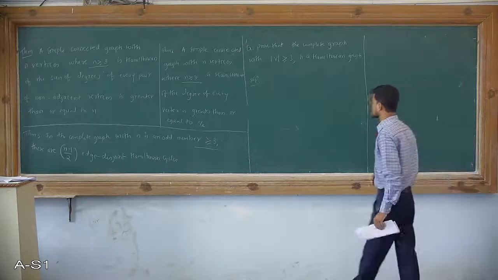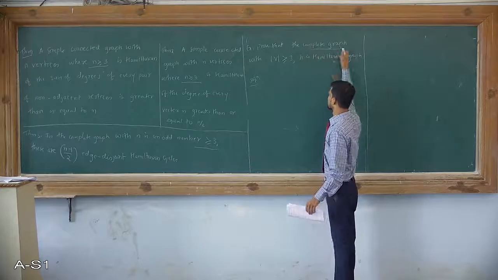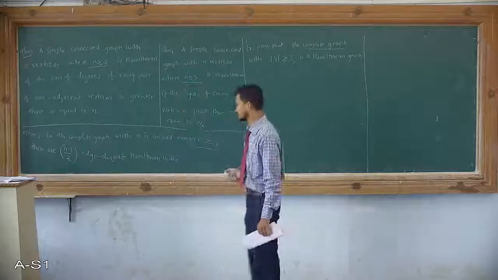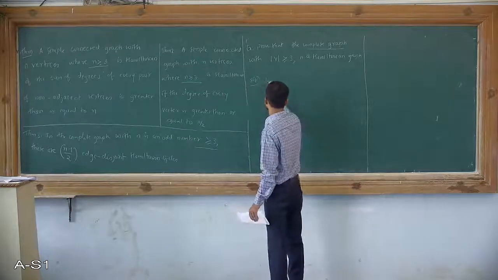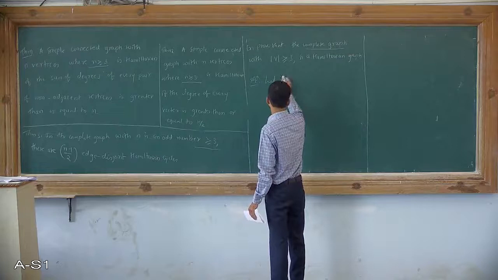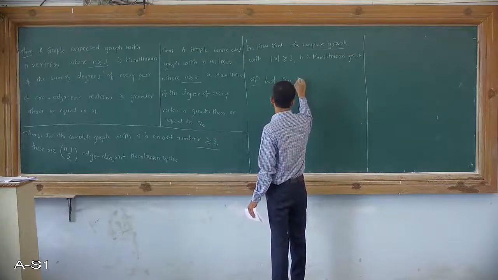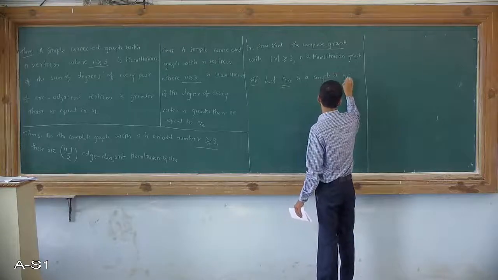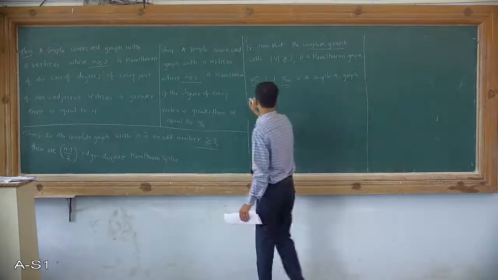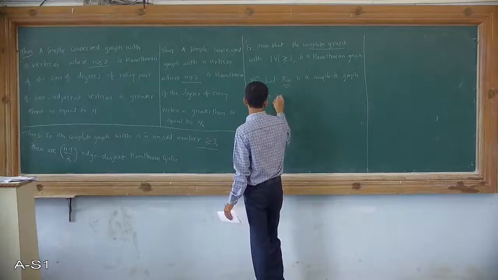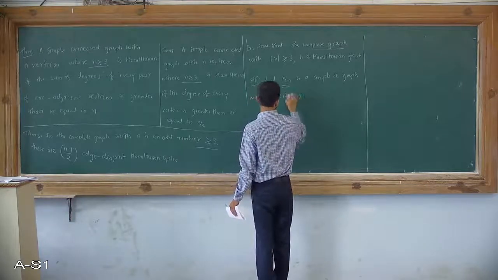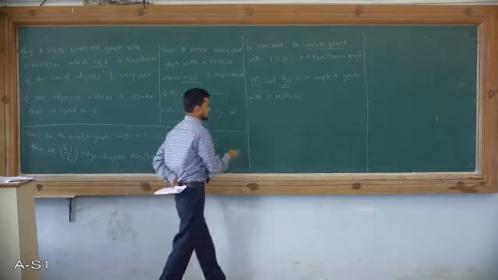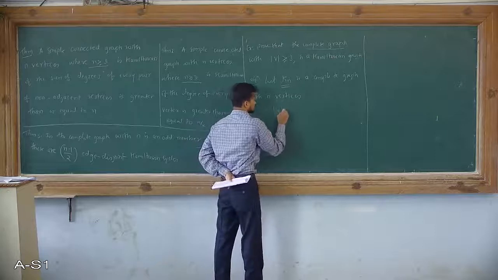So first and foremost, what is the meaning of a complete graph? Every pair of vertices is connected by an edge, so it is denoted as Kn. I will start with the first line: Kn is a complete graph with n vertices. So therefore, the cardinality of V is equal to n.